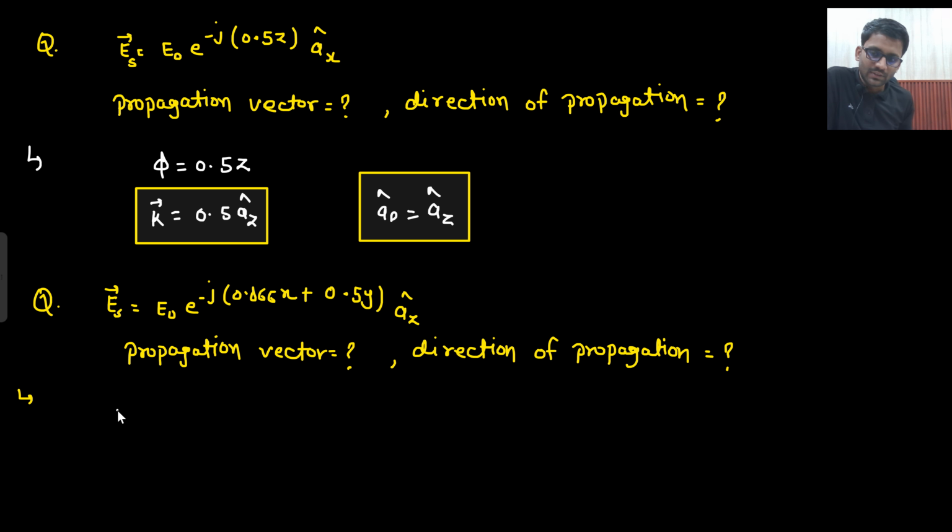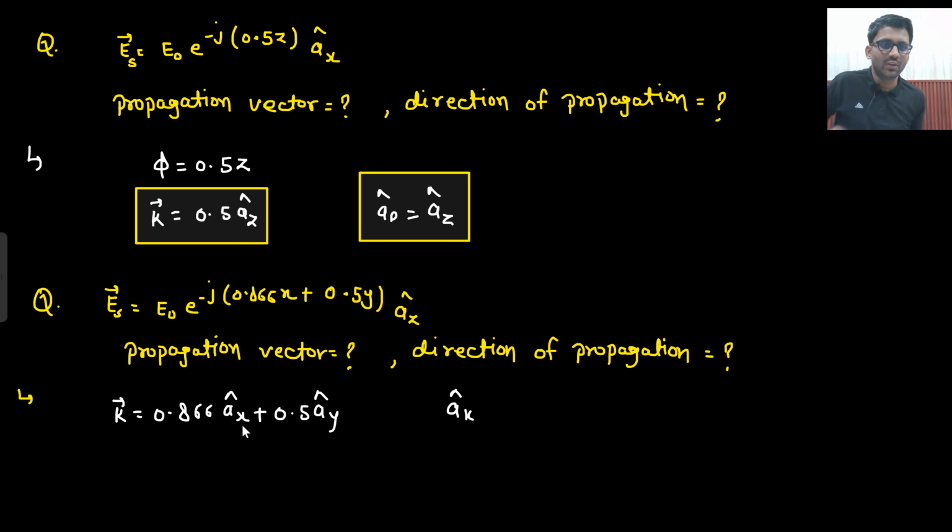Same for this. Here what would be your propagation vector? 0.866 AX cap plus 0.5 AY cap. And what would be the direction? The unit vector in this direction. What will be the unit vector? If you know, the magnitude of this square plus this square will be 1 only. So the direction of propagation is this, right?